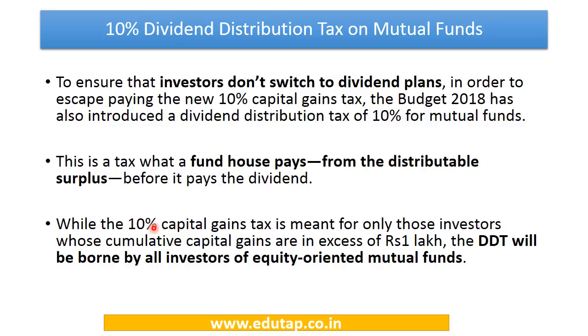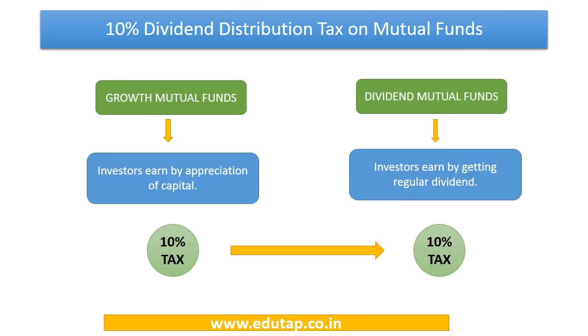capital gain tax. So this is a related development which has occurred, and it was necessary to make this development to make sure that the balance remains between equity dividend and equity growth mutual fund schemes. So this is the gist of the related amendment.